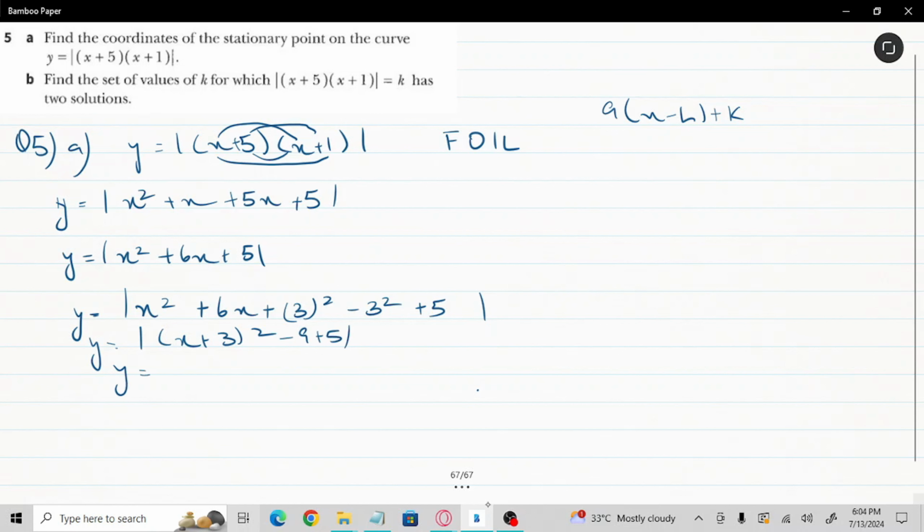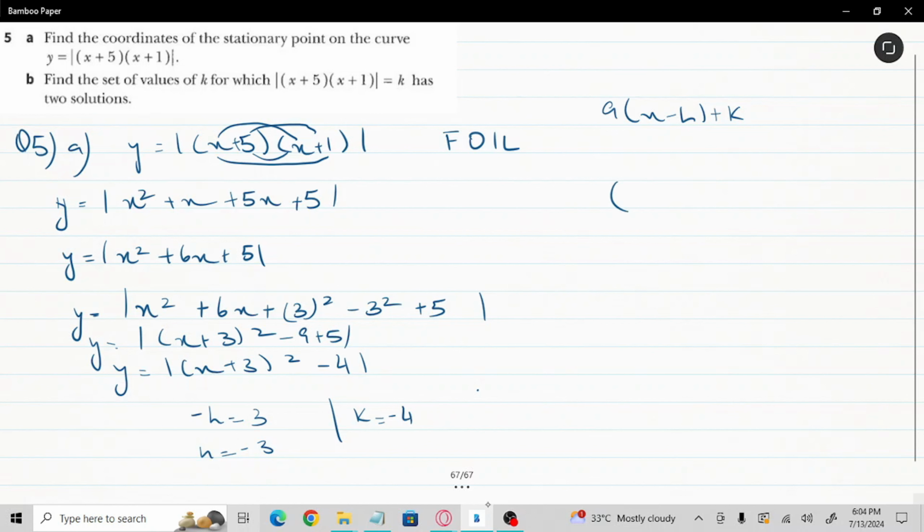So y equals (x plus 3) whole squared minus 9 plus 5, and 9 plus 5 is negative 4, in a modulus. So again, compare this up. Negative h equals positive 3, so h equals negative 3, and y equals negative 4. Okay, and the thing is, this is trapped in a modulus.